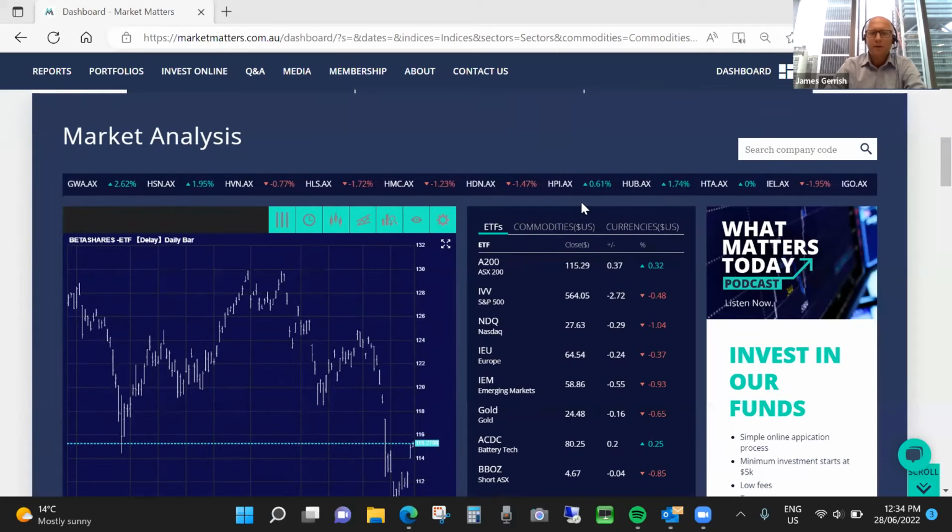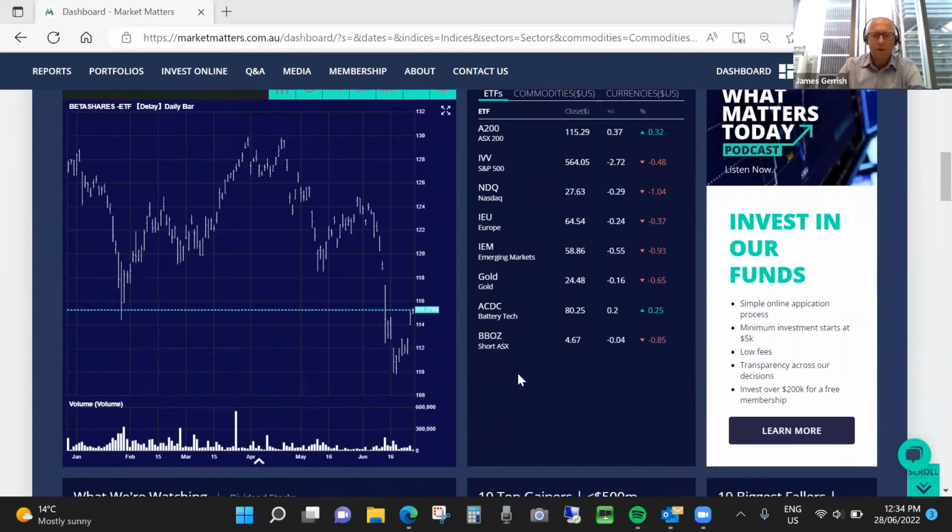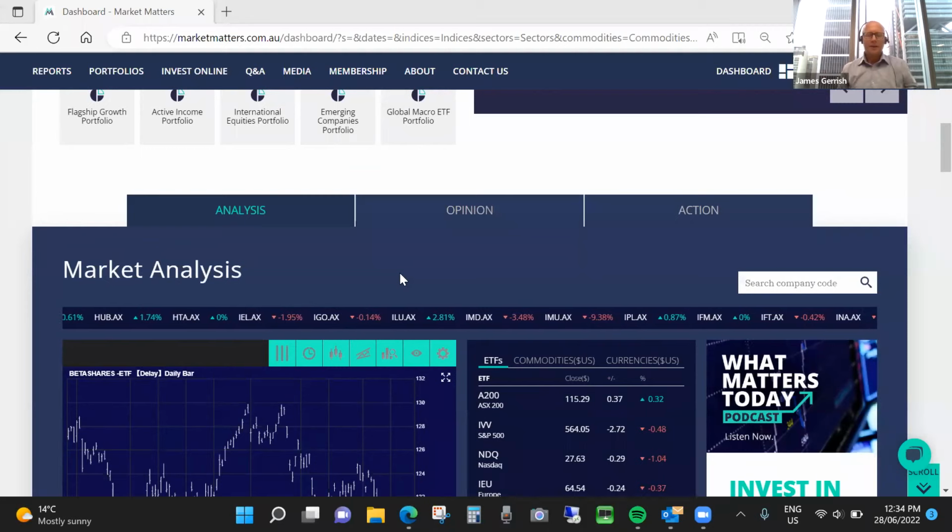And then we delve into really the change to the Market Matters portal. We've added in an analysis tab. We've always had the opinion plus action framework, and now we've added in analysis. The genesis of why we've put in analysis is to try and make it as much like a digital advisor as possible. If you go and speak to an advisor, you'll get some market analysis, you'll get the advisor's opinion, and then there'll be an action that advisor is likely to tell you to make. And that's what we've based the flow of the Market Matters website off.